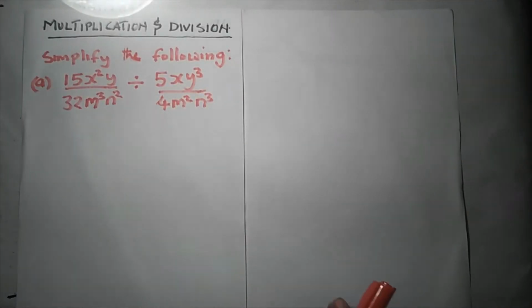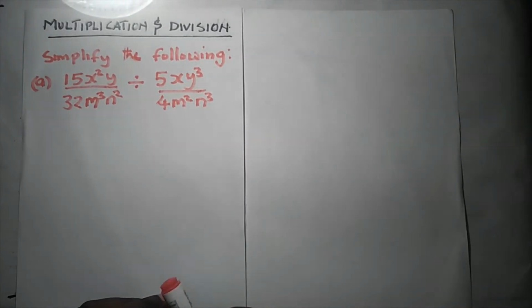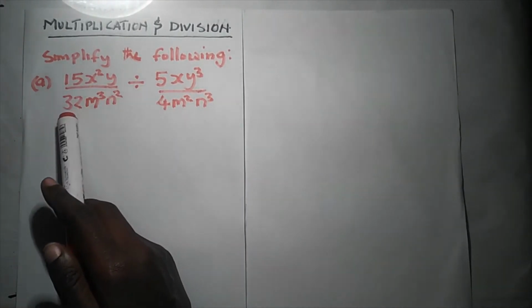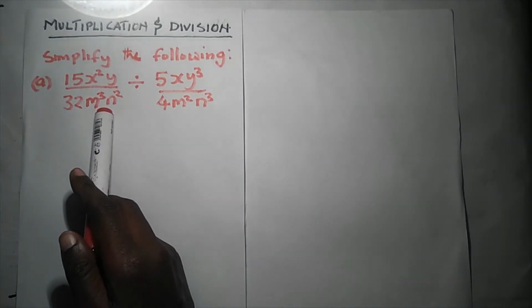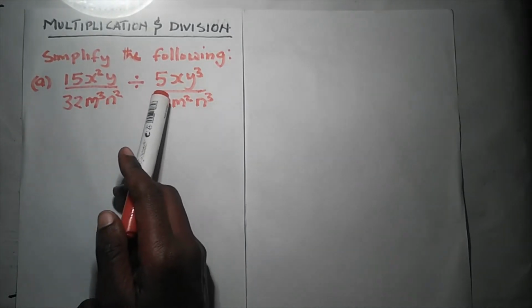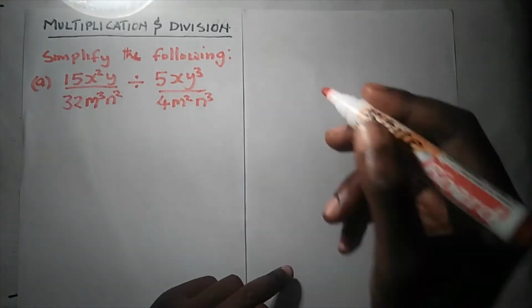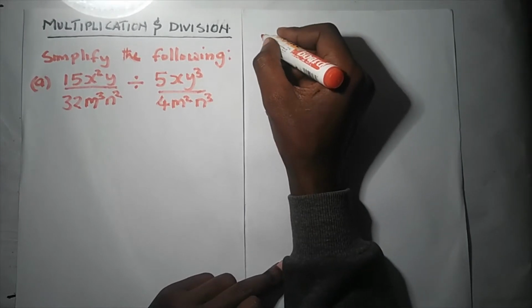In this lesson, we are going to look at how to simplify algebraic expressions under division and multiplication, or multiplication and division. So we have an expression here that we need to simplify: 15x squared y over 32m cubed n squared divided by 5xy cubed over 4m squared n cubed. Okay, so this is the question that we have.